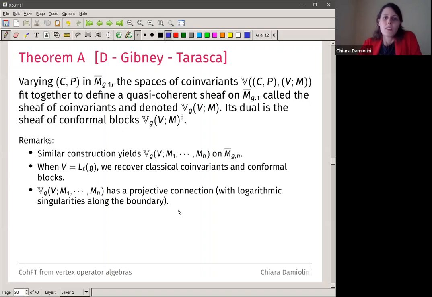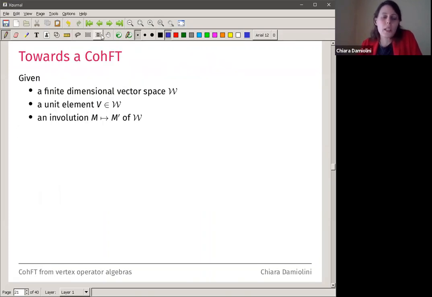So the title of this talk is Cohomological Field Theory from Vertex Operator Algebras. So what do we need to define a cohomological field theory? What do we need? And this is sort of, let's take a step aside.